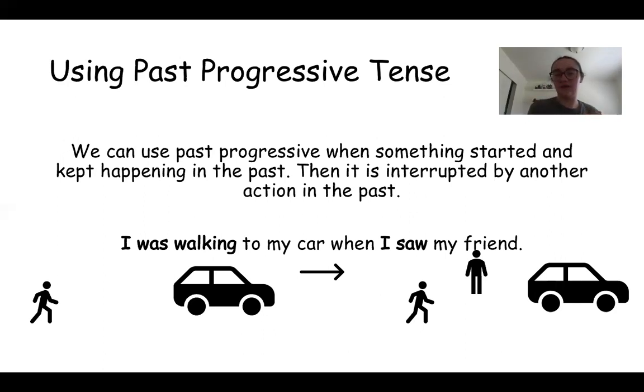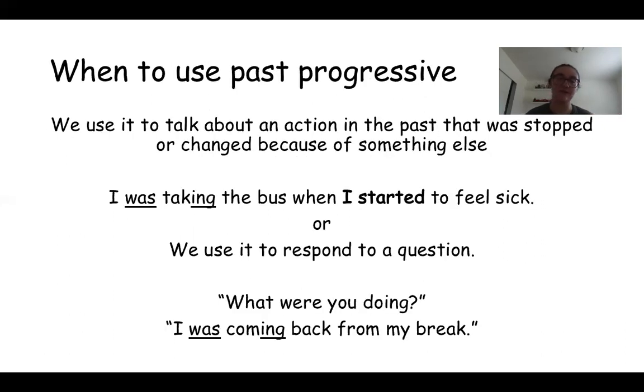So we use the past progressive because we're talking about something that was going on that kept happening in the past, and then another thing happened, but that thing was still in the past. So you have this thing going on, and then you have another thing happen, and it's all in the past. For example, "I was walking to my car" means that they were walking to their car and then they saw their friend. We say, okay, this thing was happening, right? And then we say, oh, and then this other thing happened. And that's why we use the past progressive tense.